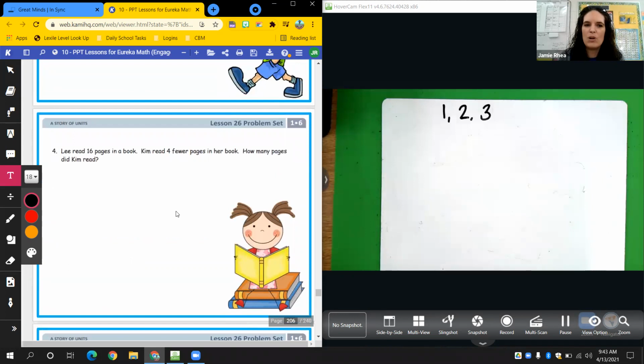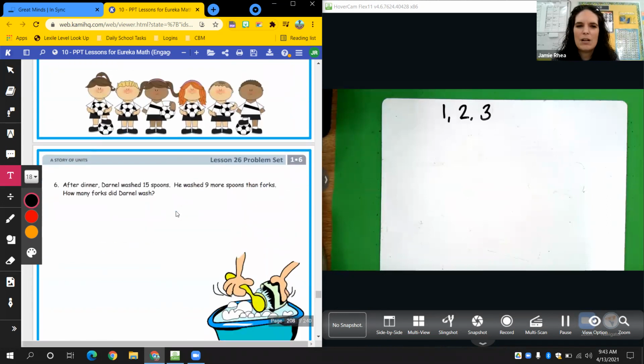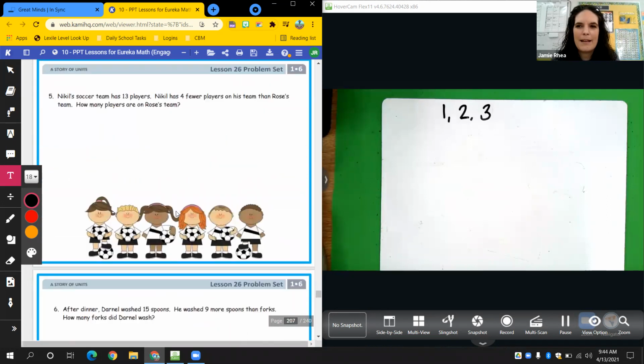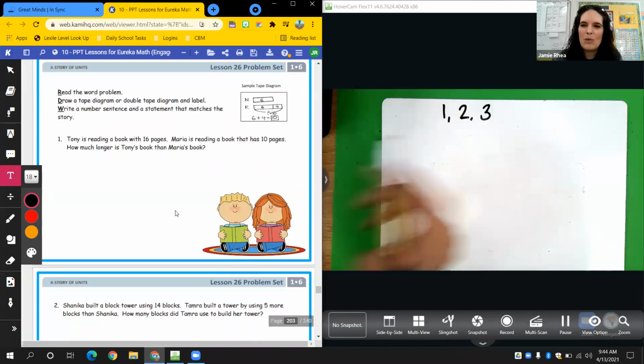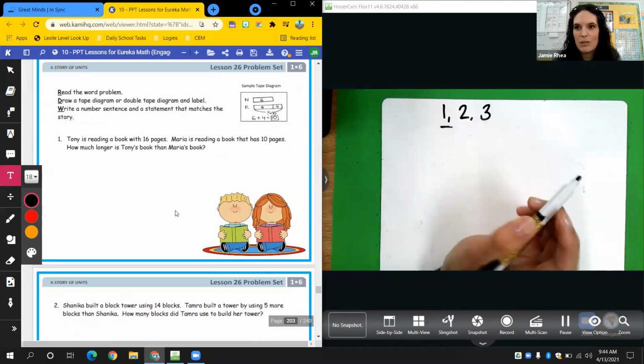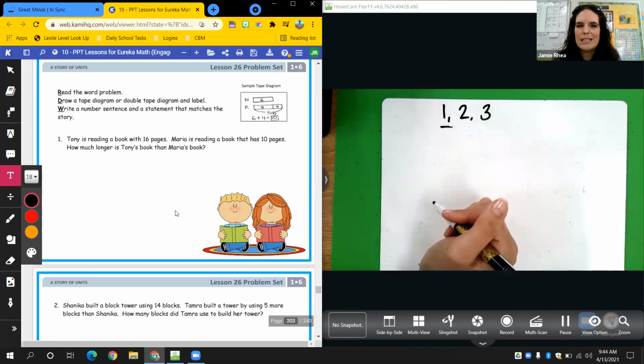So let's look at number 4 as an example. Well, look at that. We already did that one. They used our problem set as our example. So you know what? Let's do number 1 together. So there should be no reason you get this wrong. Tony is reading a book with 16 pages. Maria is reading a book that has 10 pages. How much longer is Tony's book than Maria's book?